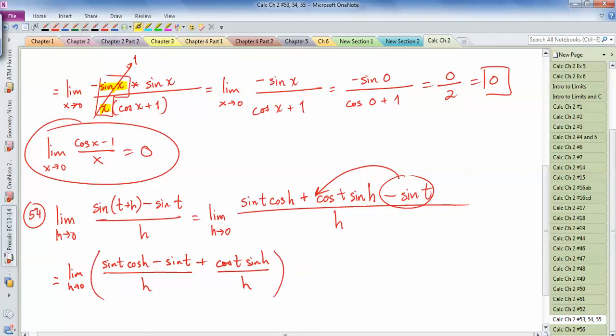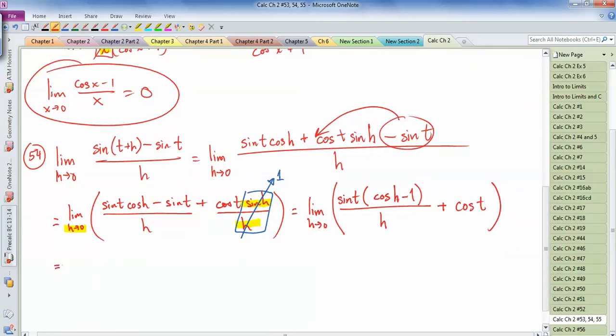Right here, h is going to 0, and I've got a sine h over h. Well, that means that this part right here goes to 1. So then I'm just left with cos t. On the other part, I can factor out a sine t. And I'm left with cos h minus 1 all over h. And then plus the cos t times 1 that I have left over here.